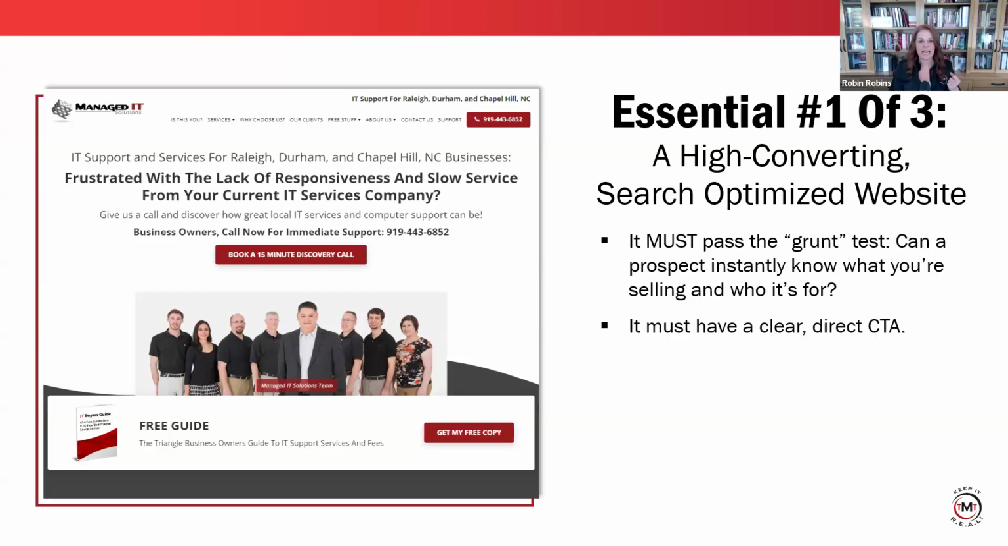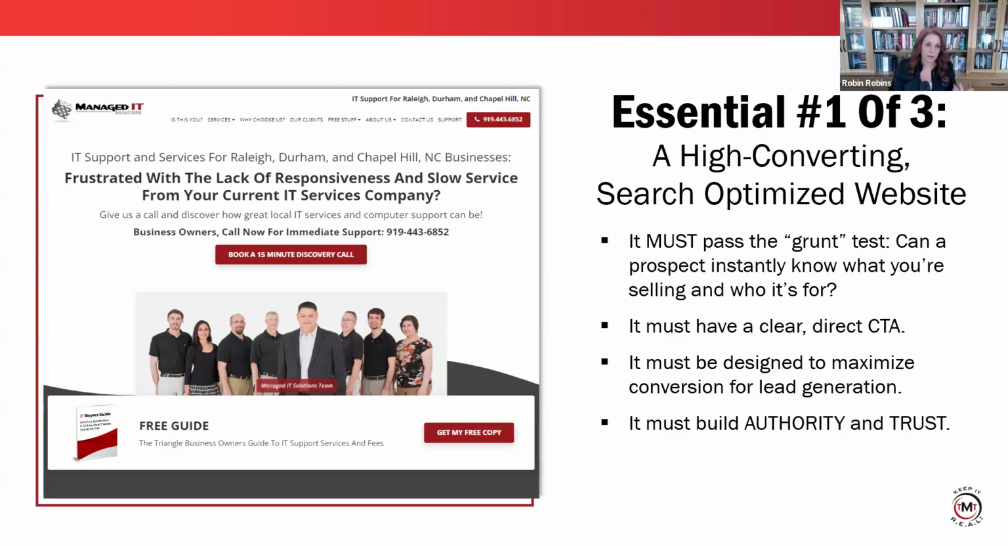All right. It's got to have a very clear, distinct call to action, like you can see on this one, like get my free guide or book a 15-minute discovery call, right? It's got to be designed to maximize conversion, and it's got to build authority and trust and be optimized for search. So step 1, you've got to have a really good website. Now it doesn't have to be a $50,000 website, but you need a good, solid, search optimized website.